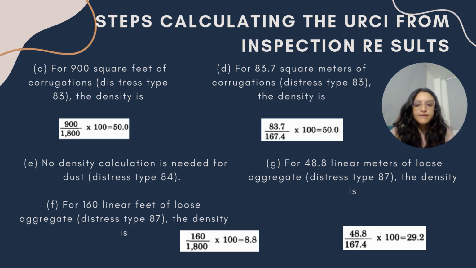In case E, no density calculation is necessary for this distress type 84. F, for 160 linear feet of loose aggregate, distress type 87, the density is 8.8. And G, for 48.8 linear meters of loose aggregate, distress type 87, the density is 29.2.